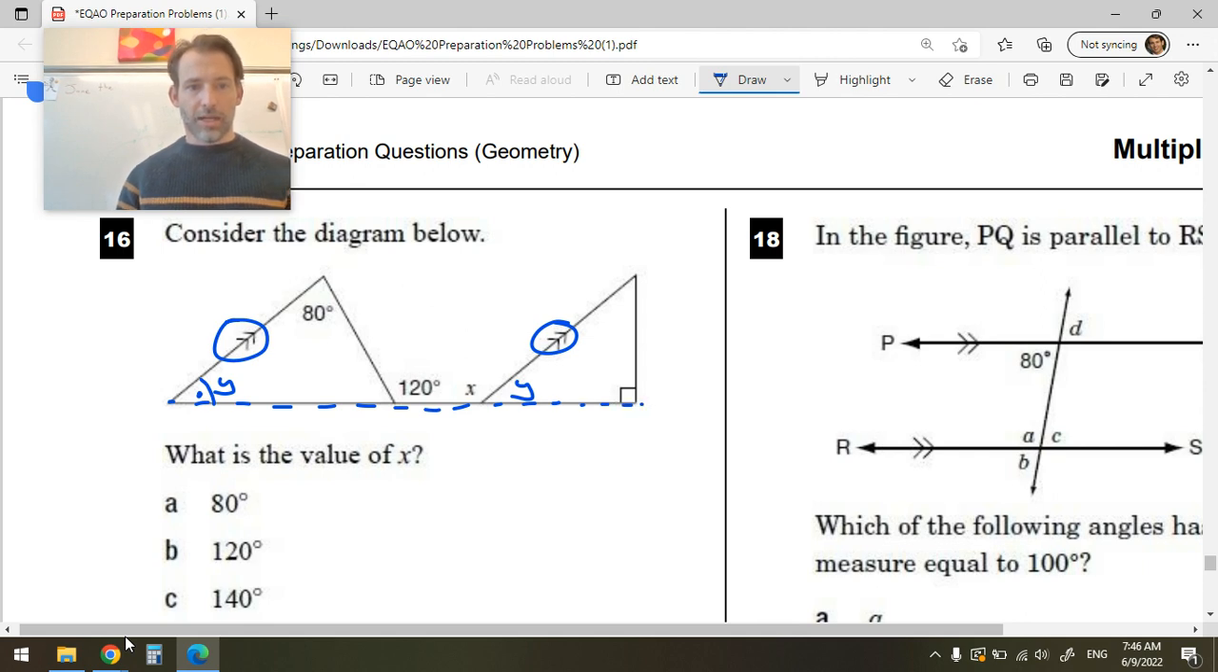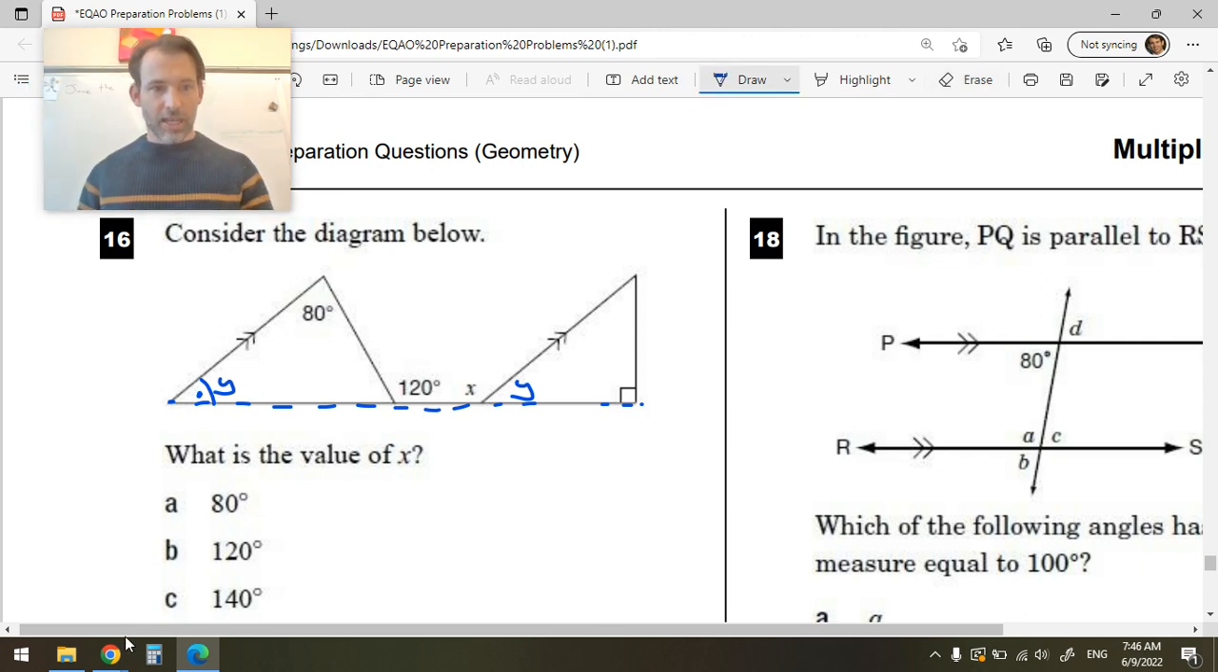So it creates this F pattern here. This would be the letter F like this. See how that's like a letter F lying on its side? Anyway, after having defaced the diagram, let me undo that. So those two angles are the same.